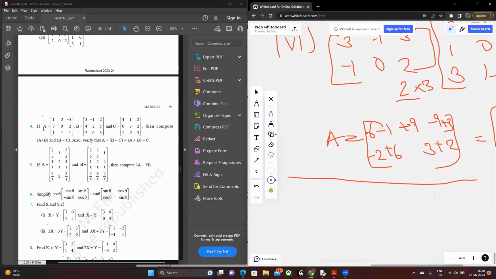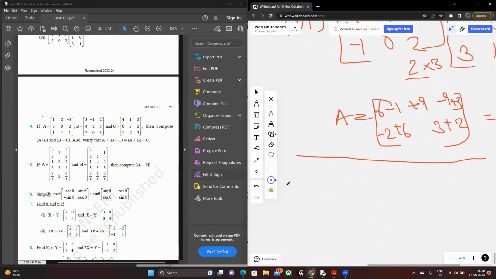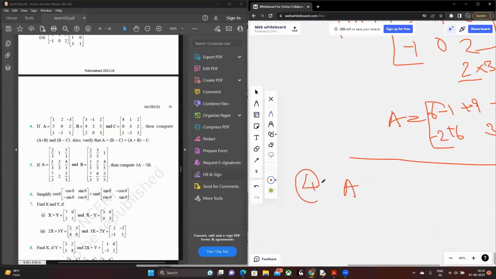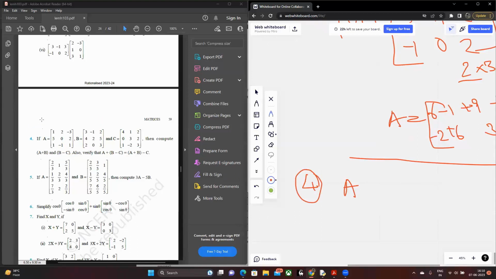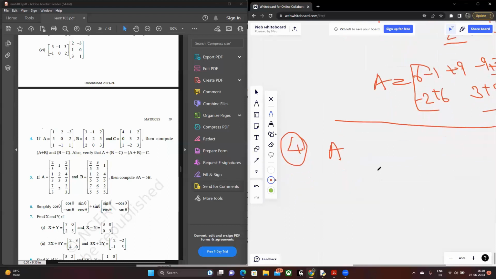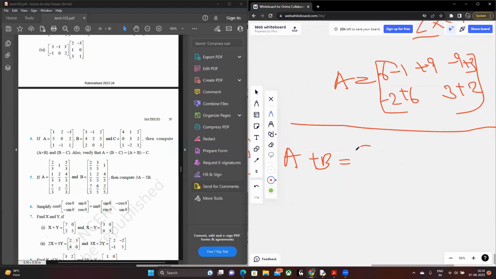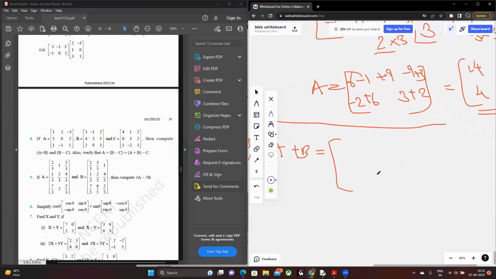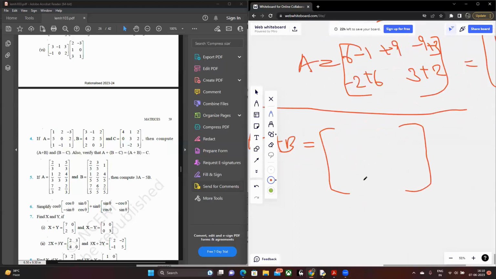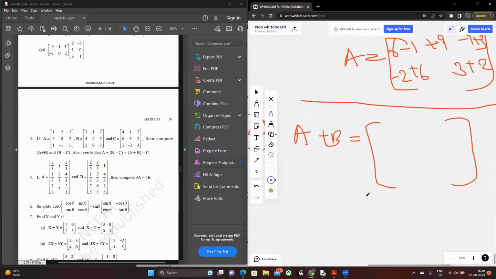Question number 4. A is this, B is this, C is this. Compute A plus B and B minus C. Verify that A plus (B minus C) is equal to (A plus B) minus C. Alright. I'm just directly solving another question without writing the given data out. Do not do this, but over here I'm just too lazy to do it. So it's going to be A plus B. You have to compute that. Since both are 3 cross 3 matrices, this is also a 3 cross 3 matrix and it exists. So it is defined.